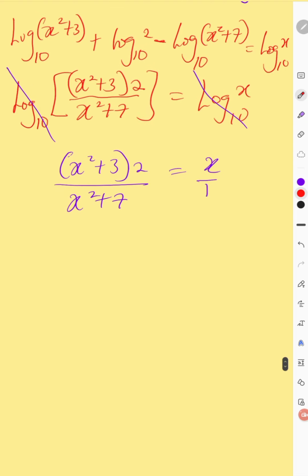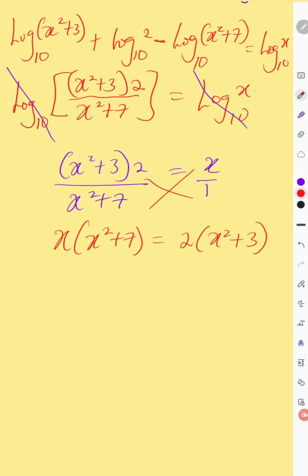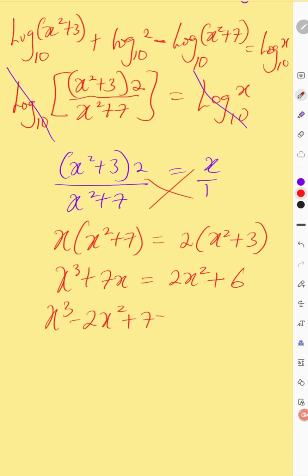Then you can now cross multiply. If you cross multiply, you have x multiplying x squared plus 7 equals 2 multiplying x squared plus 3. Opening the bracket, we have x to the power of 3 plus 7x is equal to 2x squared plus 2 times 3 is 6. Moving everything to the left-hand side, we shall have x cubed minus 2x squared plus 7x minus 6 is equal to 0. We've now formed a cubic equation which we can now solve.